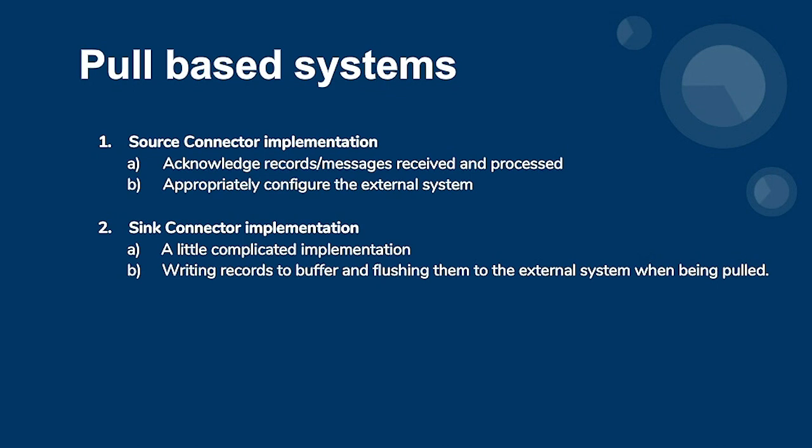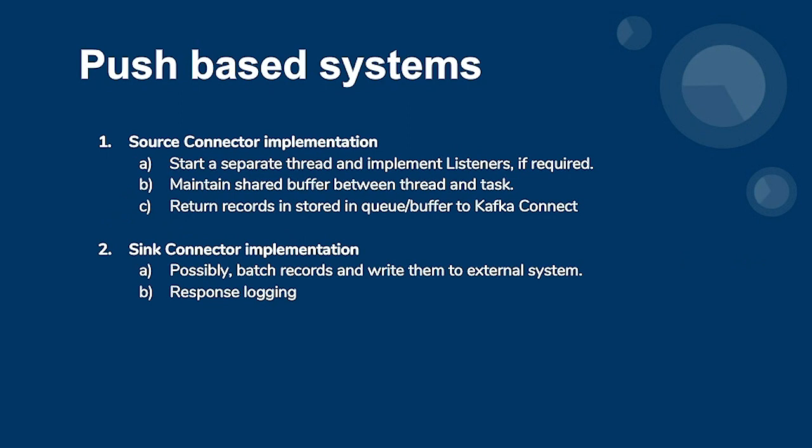For push-based systems, it would require us to start a separate thread and implement listeners if that's being expected. The thread would write records received to a shared buffer, which is accessible to the connector task. The task will then return these records in the poll method, and Kafka Connect will then write them to the respective topics. In the case of sink connectors, the implementation will be pretty simple. Writing the records to the external system is pretty straightforward. We should preferably do that in batches.